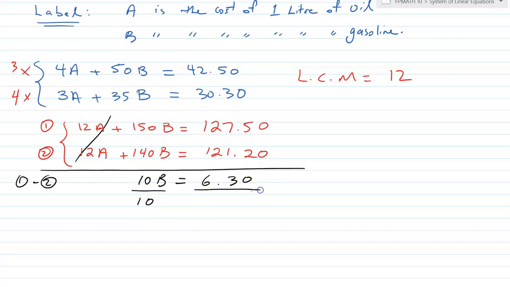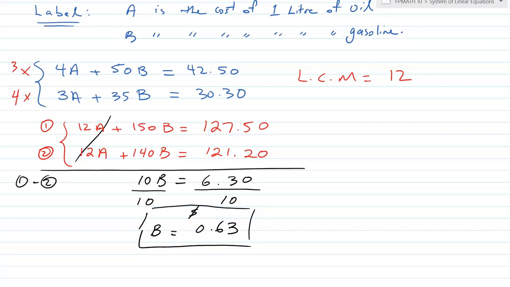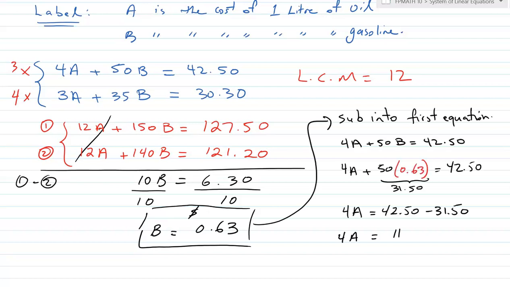And then divide both sides by 10, and B equals 0.63. In this case it's a dollar, so basically you're looking at 63 cents for B. That's the gasoline. And then substitute back into one of the equations to get the value of A. So now that we have B, we plug it back into the original first equation. I like to do that, original first equation, just to make sure. Here it is, and I substitute 0.63 for B.